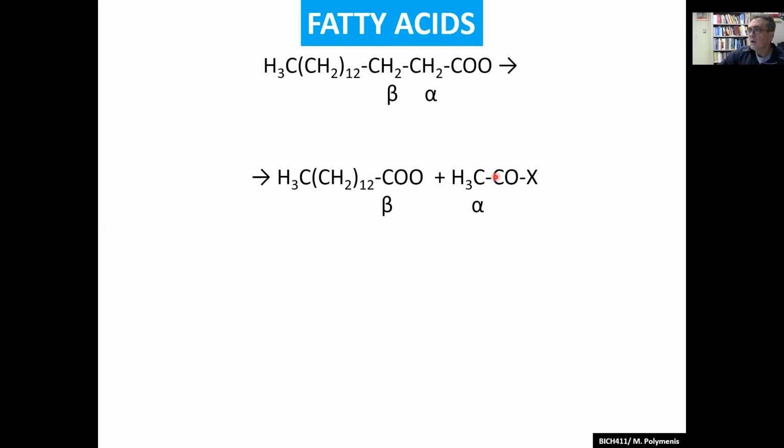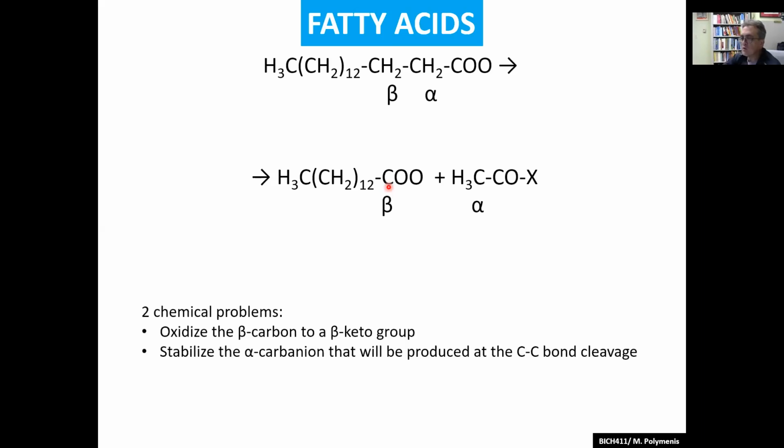There it is. So it's gone, and now the last carbon also has to be oxidized to become a carboxyl group. So from the hydrocarbon situation that is shown here, it will become a carboxyl carbon in terms of the oxidation state. So really we have to solve 2 chemical problems. One is to oxidize this carbon, the beta carbon, to a beta keto group. And we also have to stabilize the carbanion that will be produced once we break this bond right here between the alpha and beta carbons.